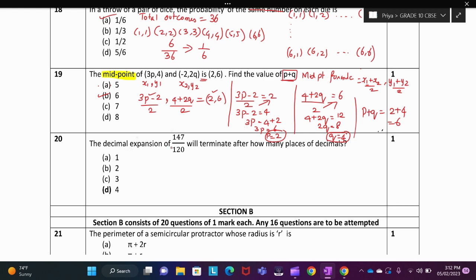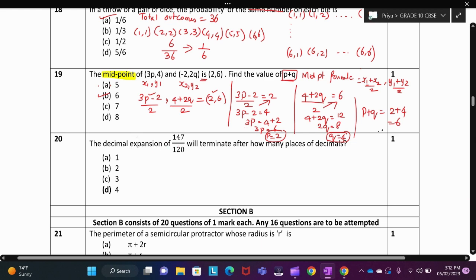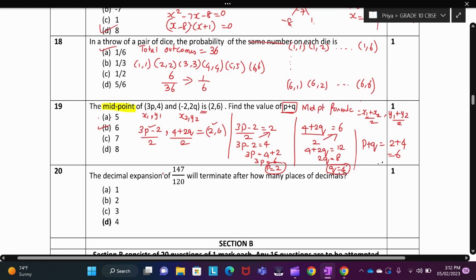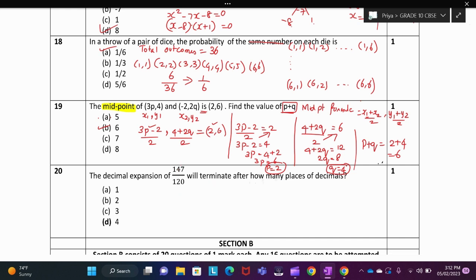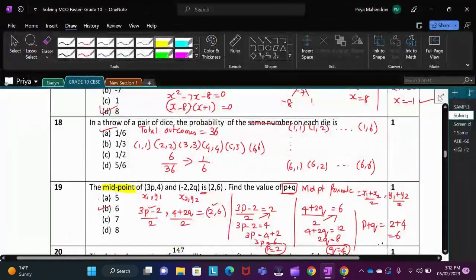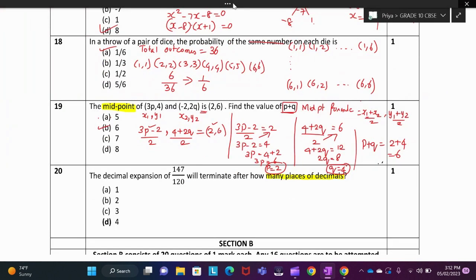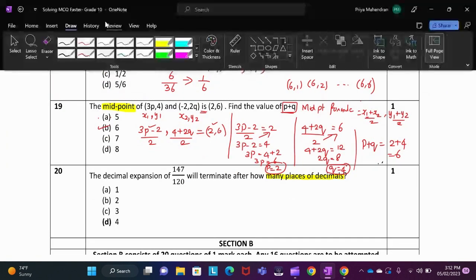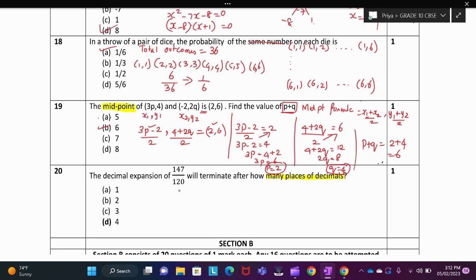The last question, the decimal expansion of 147 by 120 will terminate after how many places of decimals? So I need to find after how many places of decimal the decimal expansion of the given number is going to terminate. In order to know that, I should reduce this to the lowest term.